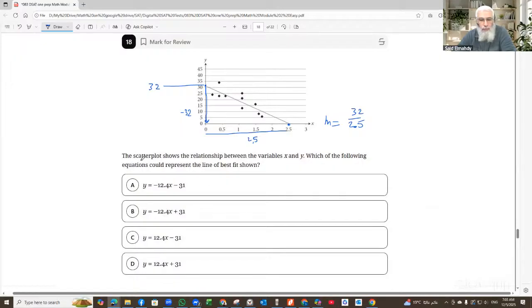That's correct. So negative 31 is not correct as the y-intercept. The y-intercept is positive 31, and positive 31. This might be correct and this might be correct. The slope is negative. It is not positive. A positive slope is going like this. So the solution is B.